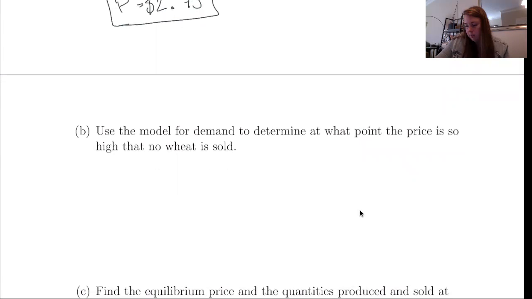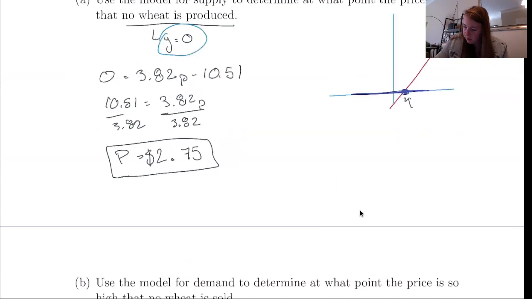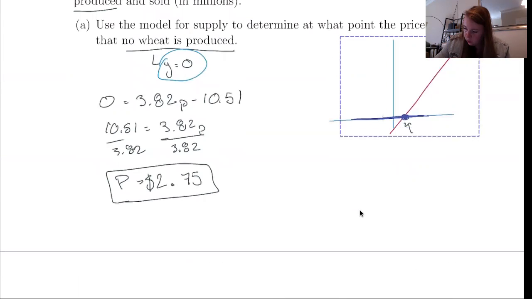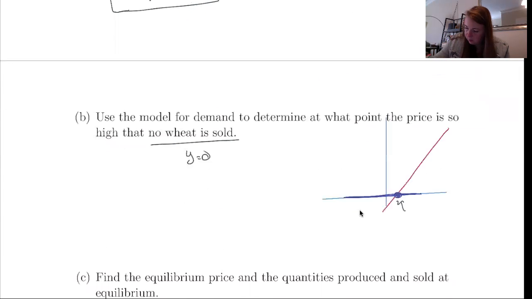So again, this is when Y equals 0. And I wonder if I can grab this up here. Copy. Paste. And it was like this purple line. Okay.